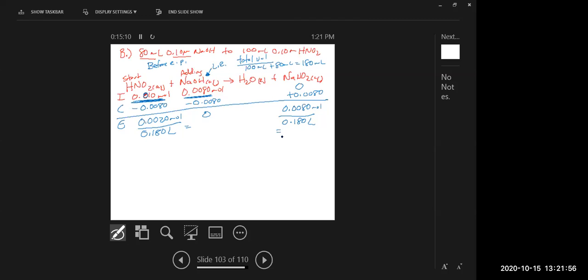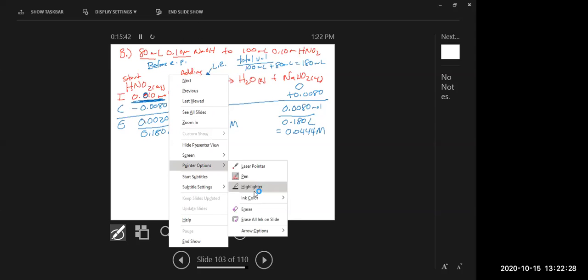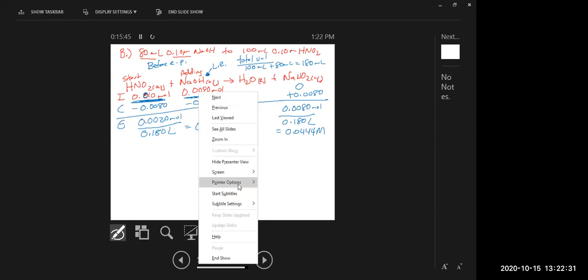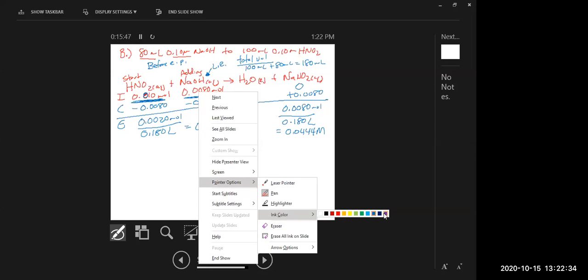And that will get us a couple of numbers here. 0.002 divided by 0.18 is going to give us 0.0111 molar, and 0.0444 molar. So now that we've converted it back to molarity, we can take a look again at our ice table to try to help us figure out what is going on.